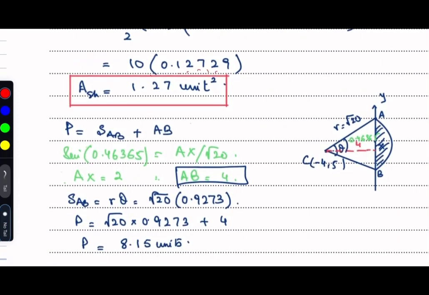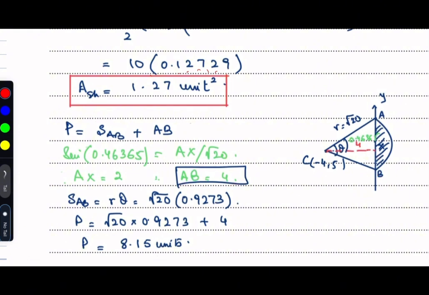For the perimeter, from C to A, that's the radius, but I want the perimeter of the shaded part. So the perimeter of the shaded part is going to be the arc length AB, and then the length of AB. To get the length of AB, I'm using the right angle triangle, which I used previously also to get the theta value. I'll be applying sine of 0.46365, which should be equal to AX over the hypotenuse, the radius, that is root 20. So AX will be equal to root 20 times sine of 0.4636, which is 2. Therefore AB should be equal to 4 units here.